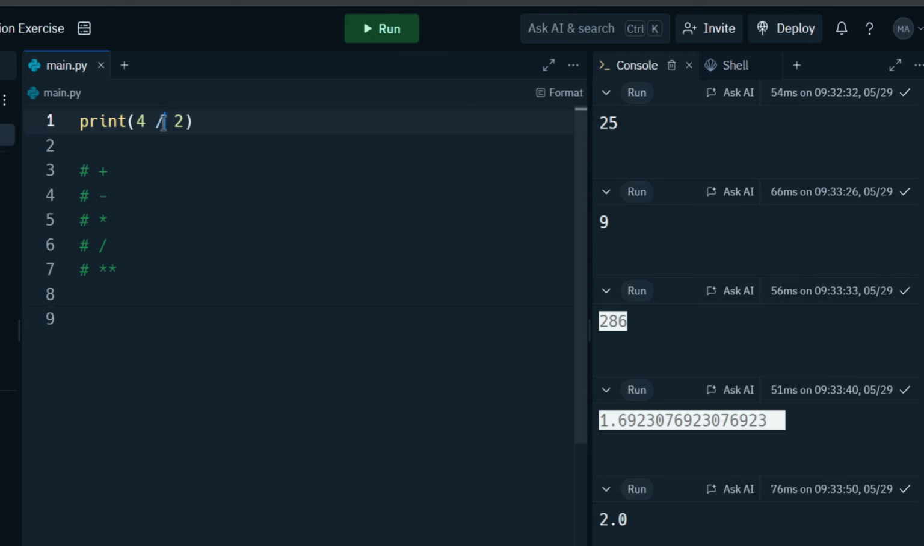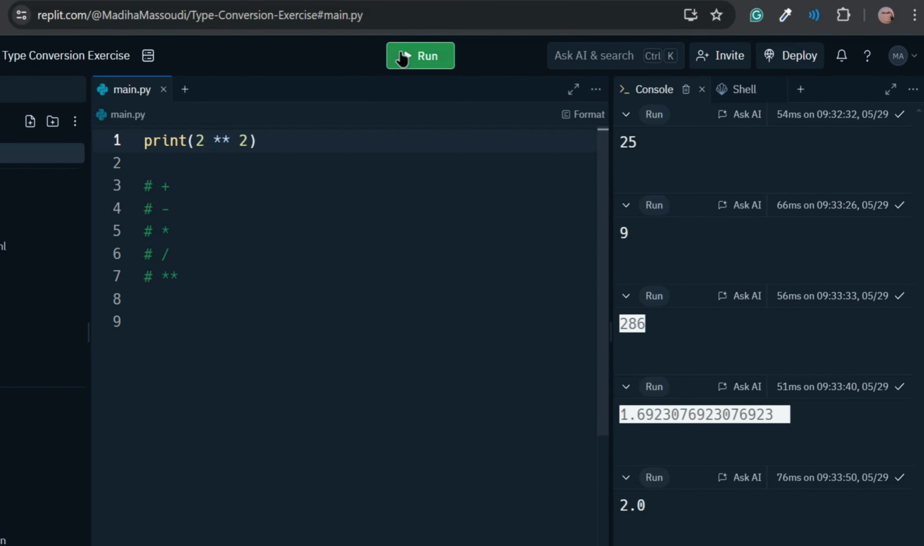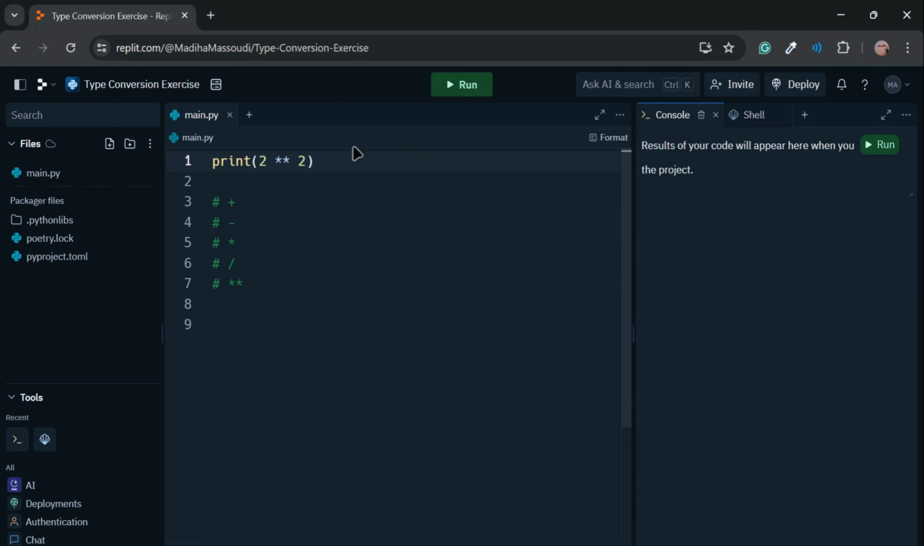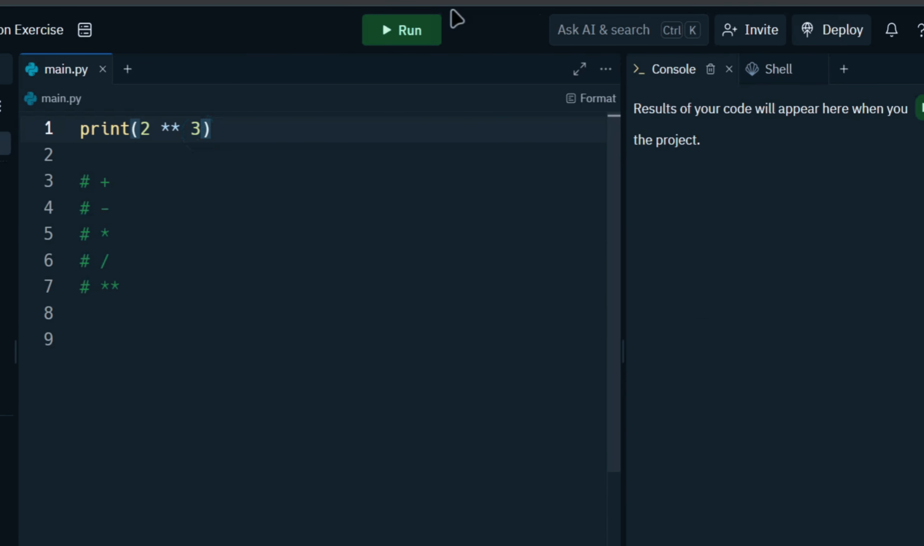And finally, let's look at the exponent sign. So I'm going to be doing 2 to the power of 2, which is simple. It's going to be 4, and as you can see, it gave us 4. I can also do 2 to the power of 3, and it will give me 8. Now you can also use a combination of each of these operators. For example, 3 plus 6 multiplied by 9 minus 10 divided by 2.